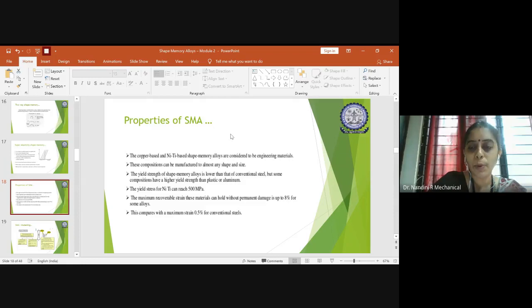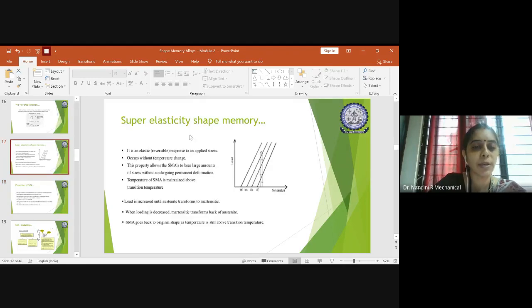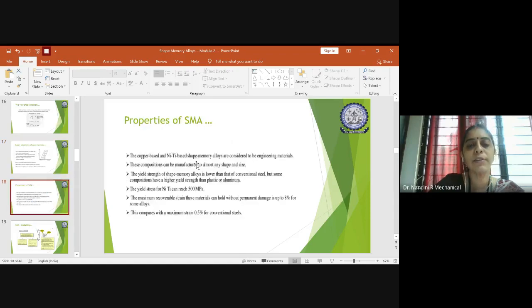And lastly, I'll just tell you about the properties. So these were the super elastic and shape memory characteristics. When it comes to the properties, I told you about two families: one is copper based and the other nickel based. Both copper based and nickel based shape memory alloys are considered for a number of engineering applications. All are combined together to develop a novel tailored material for specific devices.